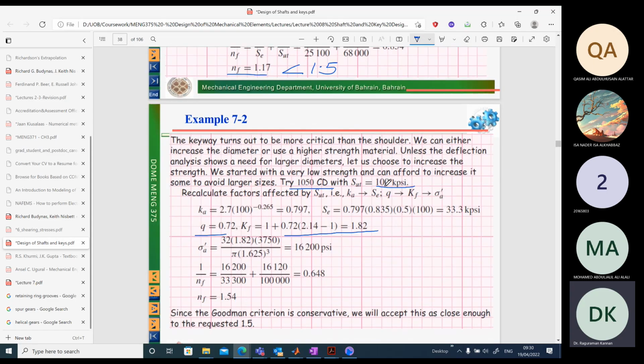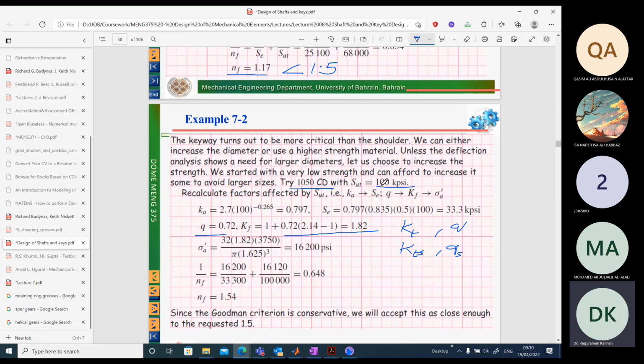We have the SUT value which is different, 100 kpsi. So if you go to the Peterson's graph, based upon the SUT value, your KT value will change. Also the Q value will change. In the same way, KTS value and QS also will change. So we have to re-evaluate for each material as well.